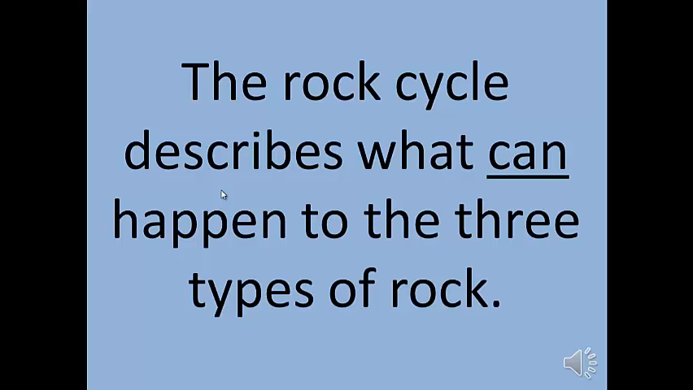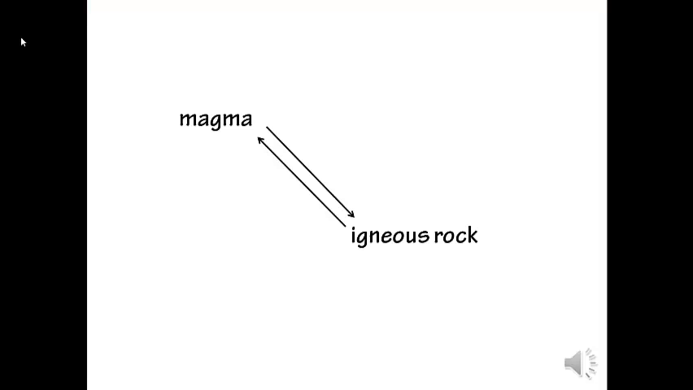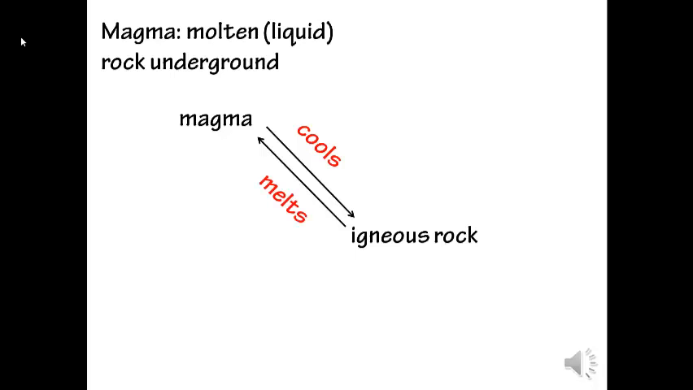Not every rock goes through every step of the rock cycle, and it can take millions of years for a rock to move from one step to the next. The first step we're going to talk about today is igneous rock forming from magma. When magma cools, it forms igneous rock. Igneous rock is the only rock formed from cooling magma. If the igneous rock melts, it becomes magma once again.